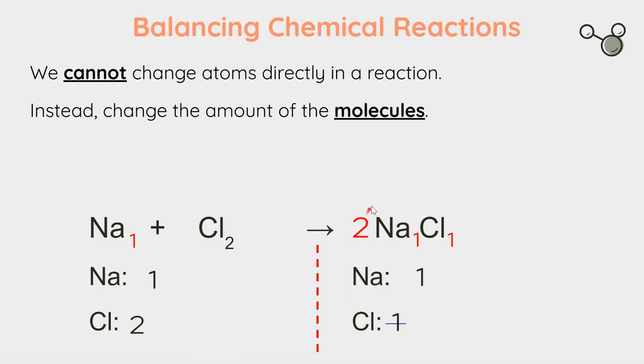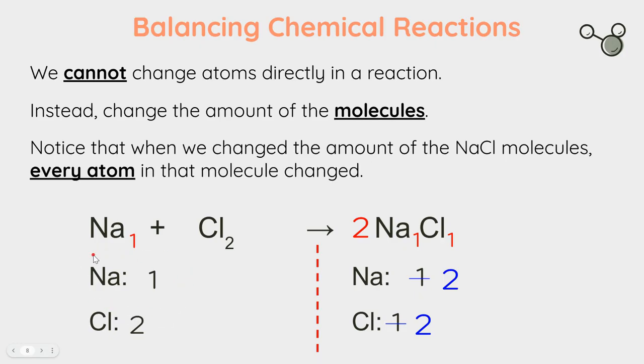So 2 times 1 Cl updates our Cl count to 2. And 2 times 1 Na updates our Na count to 2. Notice that our Cls are now balanced, but now we need to balance our Na on the left side as well. When we change that amount of NaCl molecules over here, every atom in that molecule changed. Let's go ahead and fix our problem.